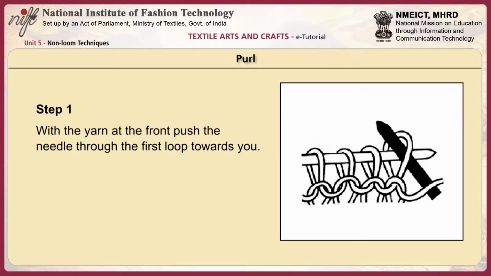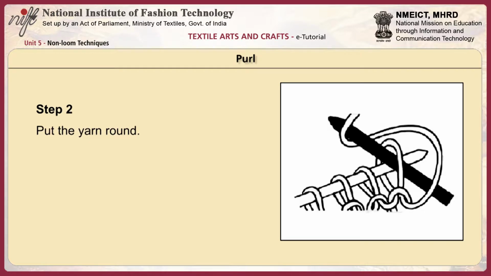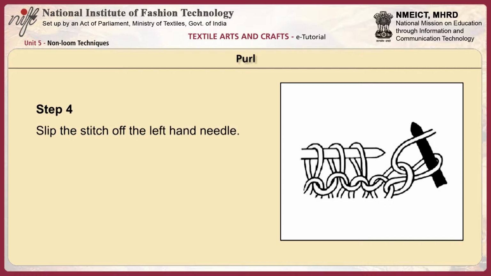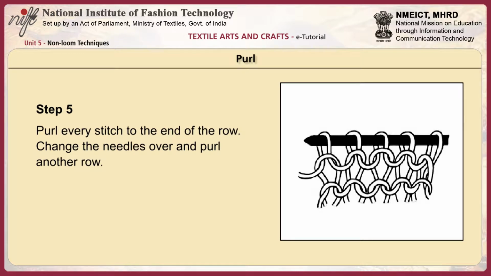Step 1. With the yarn at the front, push the needle through the first loop towards you. Step 2. Put the yarn round. Step 3. Pull the yarn through. Step 4. Slip the stitch off the left hand needle. Step 5. Purl every stitch to the end of the row. Change the needles over and purl another row.